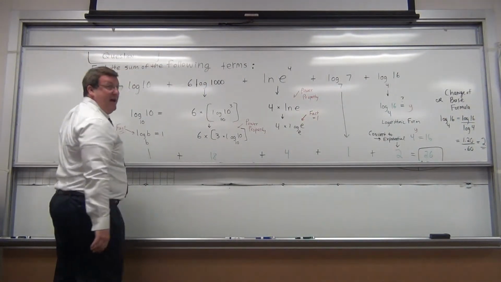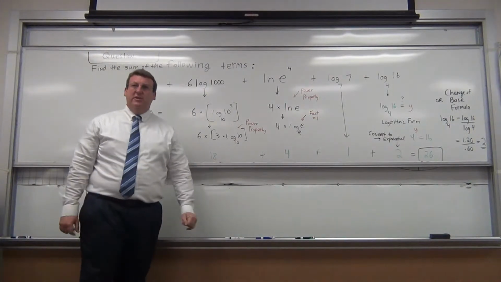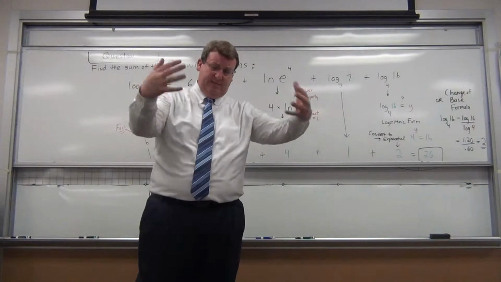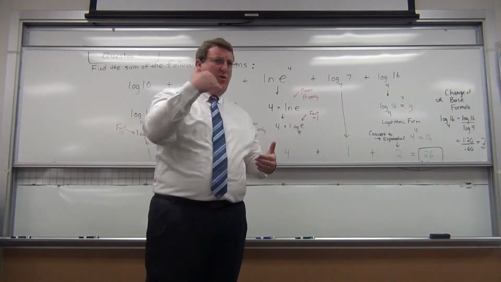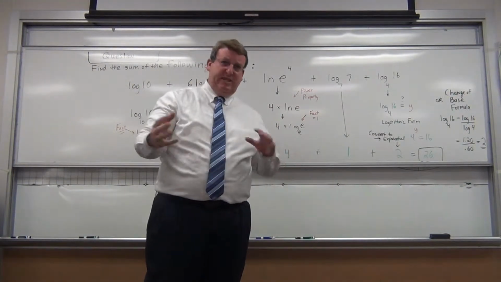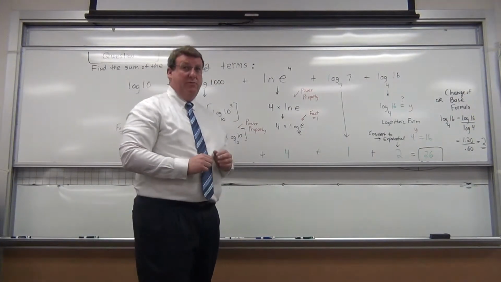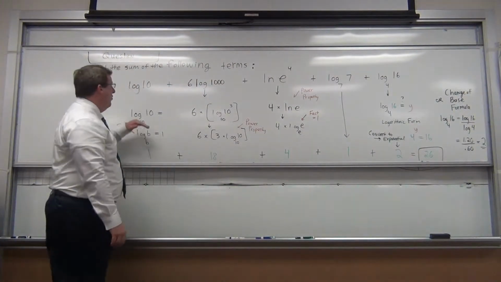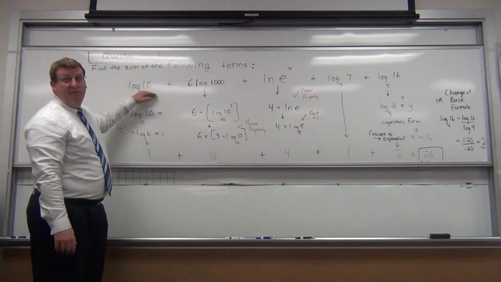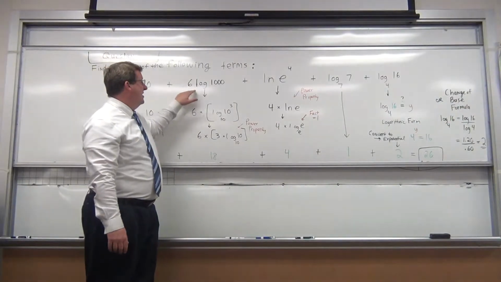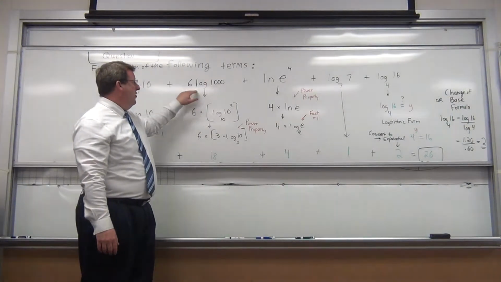The question is, find the sum of the following terms. Usually, to truly understand logarithms, a professor will test you by giving you a whole bunch of different logarithms, changing it up a little bit just to try to trick you, to see if you really understand all the rules and the properties. So the question has log of 10. Notice they don't give you a base on that one. This question has 6 times log of 1,000, no base given.